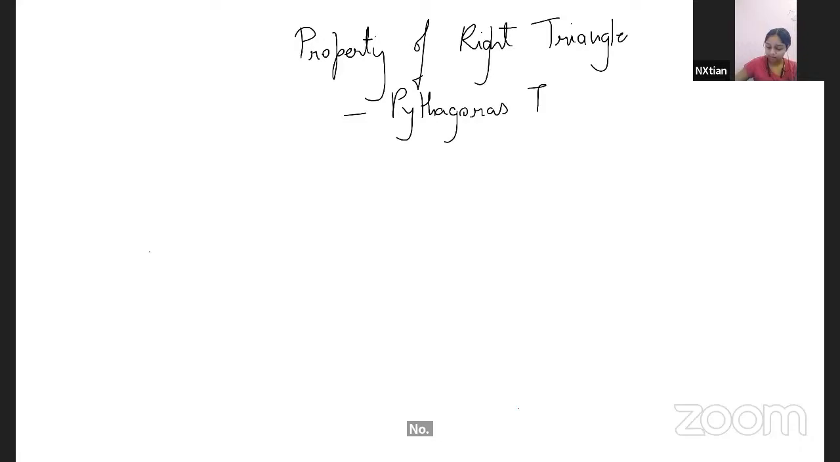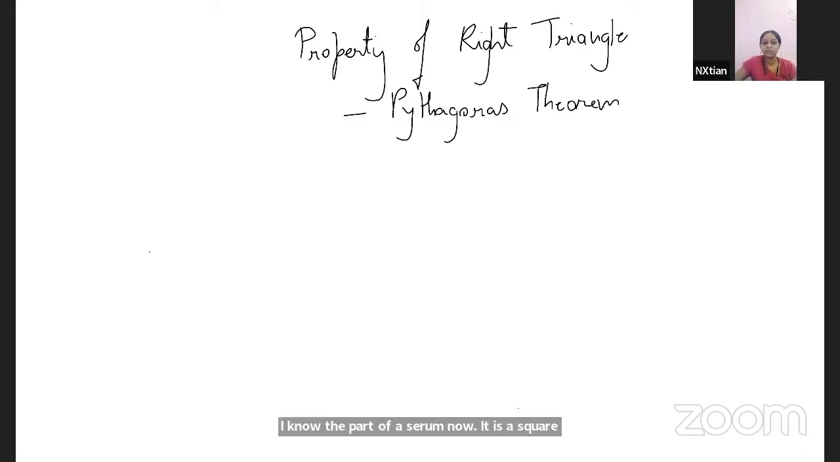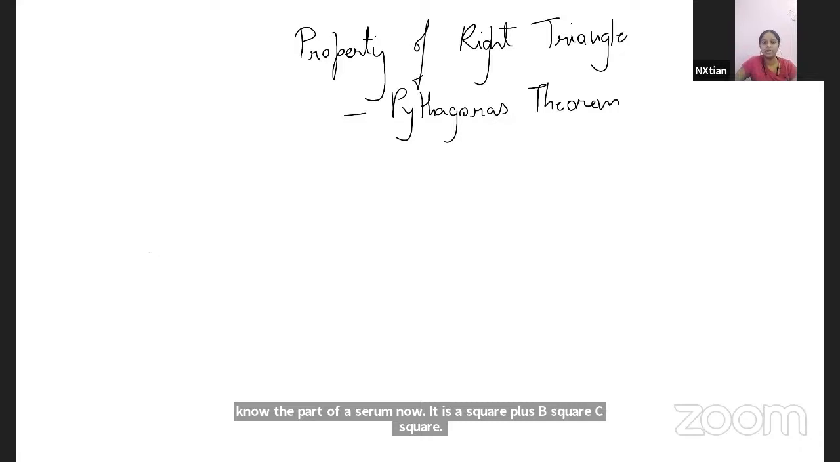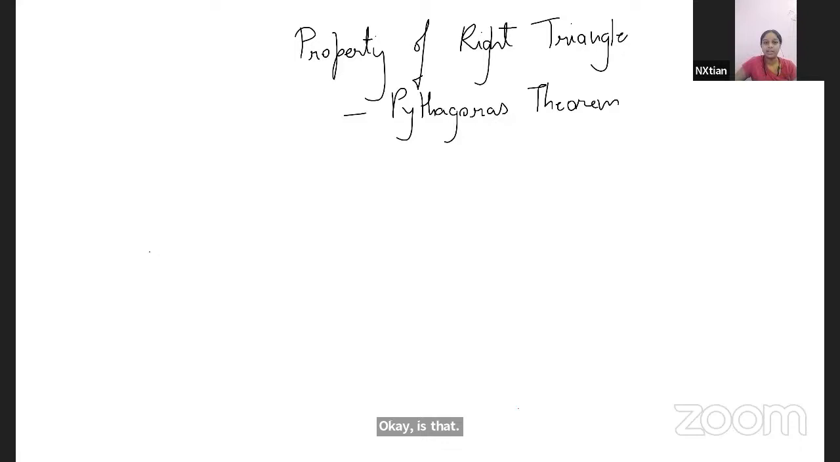Ma'am, I know the Pythagoras theorem. Ma'am, it is a square plus b square equals c square. Okay, a square plus b square equals c square. Yes, Edric. All right, now we will make the diagram and we will do it. Make a right triangle.